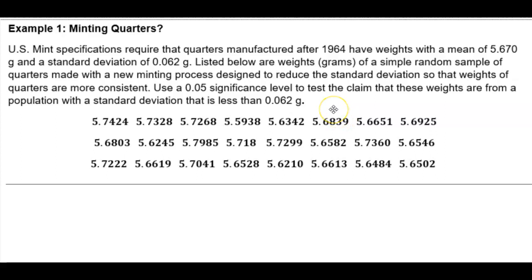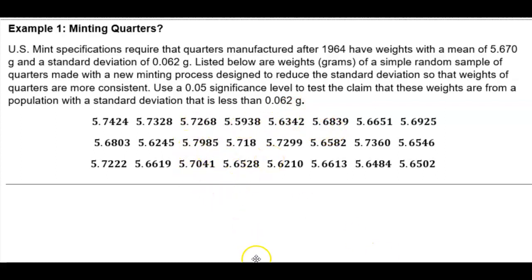Listed below are weights, in grams, of a simple random sample of quarters made with a new minting process designed to reduce the standard deviation so that weights of quarters are more consistent. Use a 0.05 significance level to test the claim that these weights are from a population with a standard deviation that is less than 0.02 grams. So here is the sample.